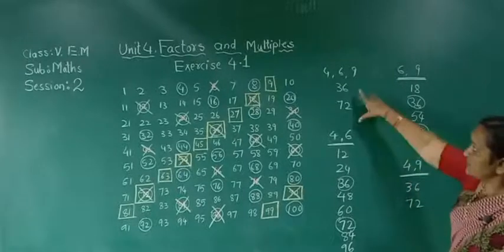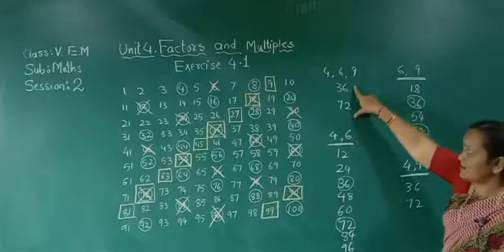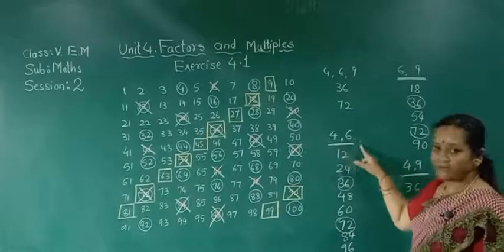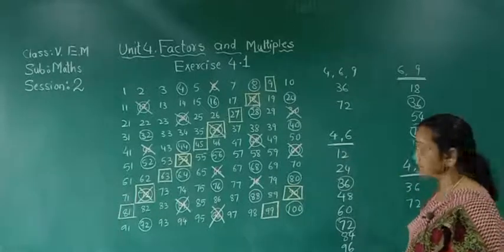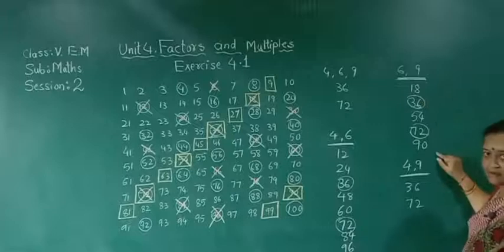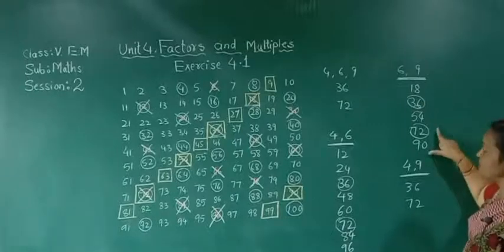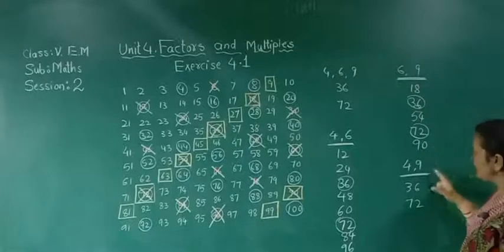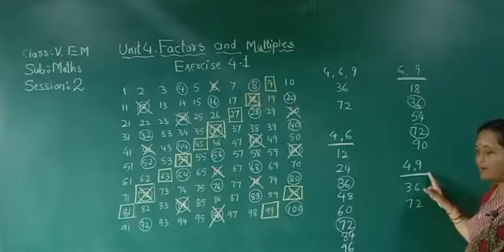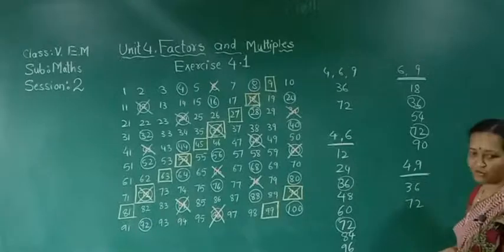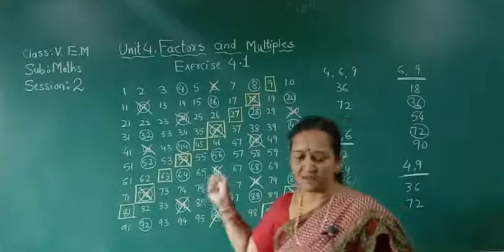Here common factors of all 4, 6 and 9 are 36 and 72. Common factors of 4 and 6, these are the numbers. Common factors of 6 and 9, these are the numbers. They are the multiples, not factors, multiples. Multiples of 6 and 9, these are the common multiples. Then common multiples of 4 and 9, they are 36 and 72. Okay, so this is the derivation of this table.